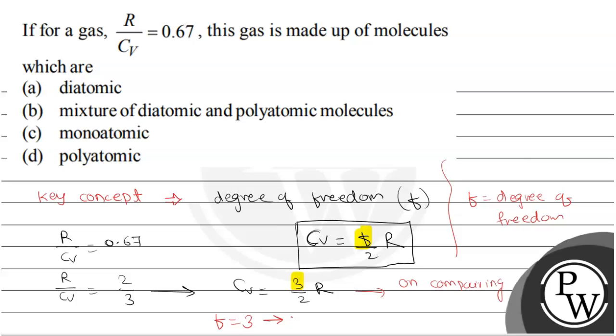So 3 degree of freedom is for the monoatomic gas. यहाँ पे अगर 5/2 होता तो it will be diatomic, क्योंकि degree of freedom for the diatomic is 5. So monoatomic gas का degree of freedom 3 होता है. On comparing हमें इस relation को CV you got R, you got 2 as it is, F is 3. तो 3 degree of freedom, sorry, not for diatomic, it is for the monoatomic gas, not diatomic.